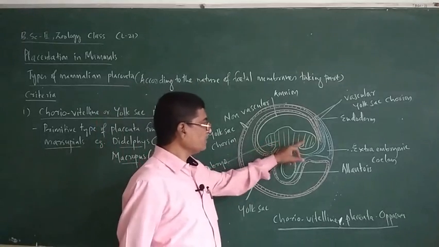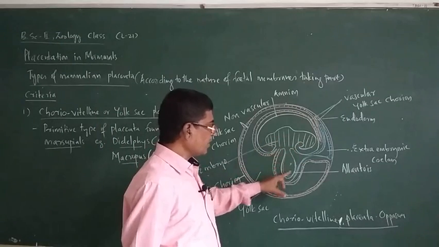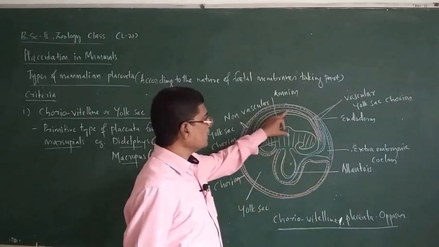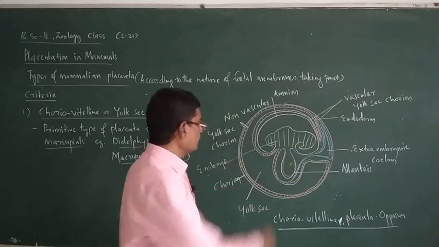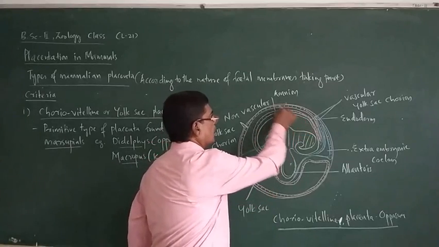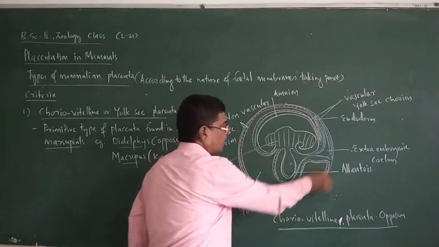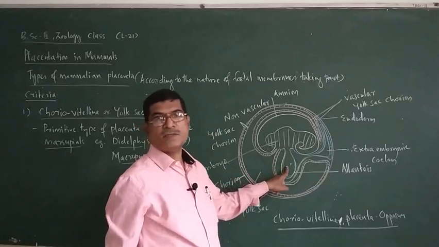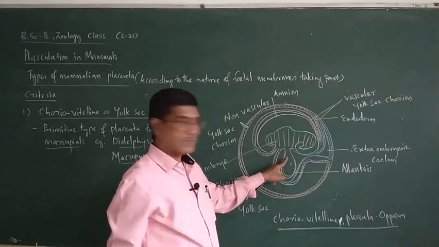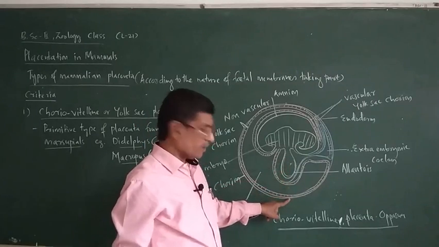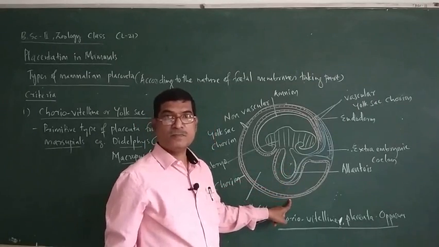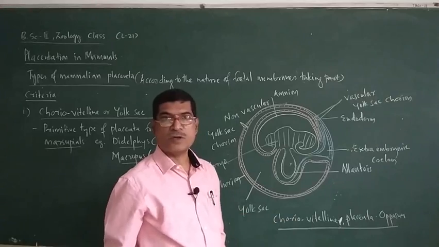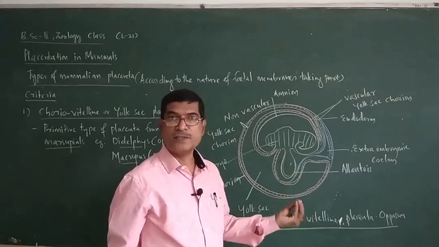So look here, this is the embryo, and this is allantois. This one is yolk sac. And this is amnion. Outermost layer is chorion. So this allantois remains very small, very short. It doesn't meet the chorion. It is not making any connection, any contact with the chorion. Allantois is short.